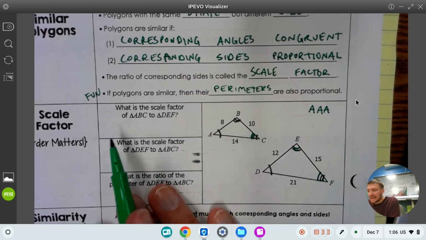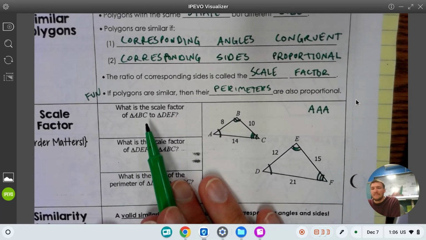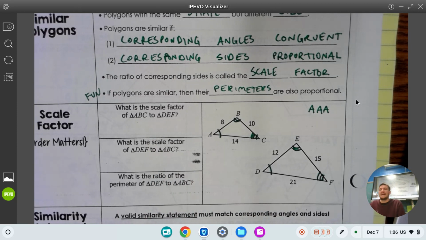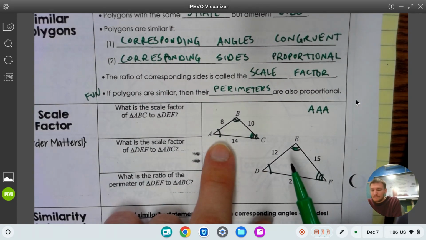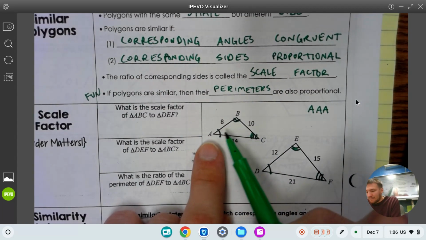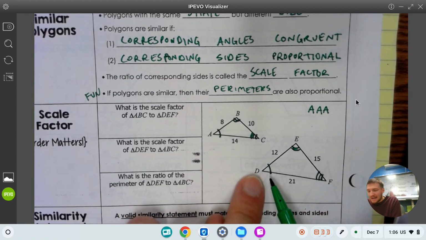So what is the scale factor? That means we're trying to figure out, like, A is different from D. How different? Is it twice as big? Is it 3 times as big? Is it 1.5 times as big? So we're going to look for matching pieces. For example, I see that A matches up with D.